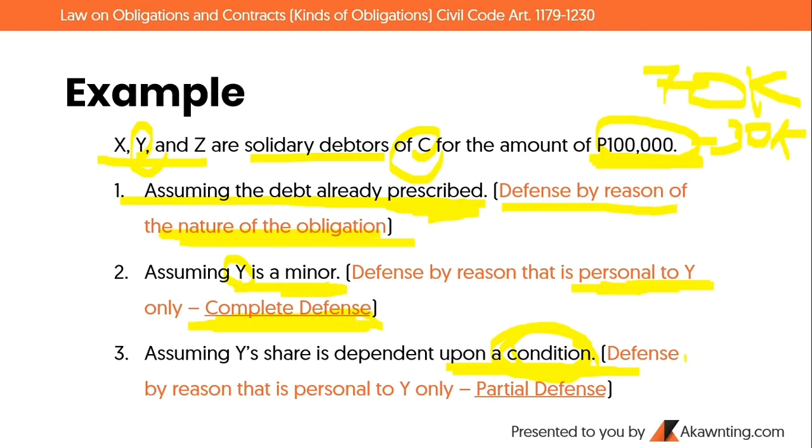Di ba? Pero in this case, unlike sa number 2, number 3 is a personal defense. However, it is only a partial defense. Bakit? Hindi nyo na-mitigate yung buong 100,000 eh. Unlike the defense of minority in number 2, wherein hindi siya pwedeng singilin lahat. Yung buong 100,000, hindi siya pwedeng singilin. Pero sa number 3, partial defense lang siya kasi portion lang ng 100,000 yung affected by the defense. Okay? So, yun yung Article 1222. Okay? So, in this case, dito mag-e-end yung ating joint and solidary obligations.